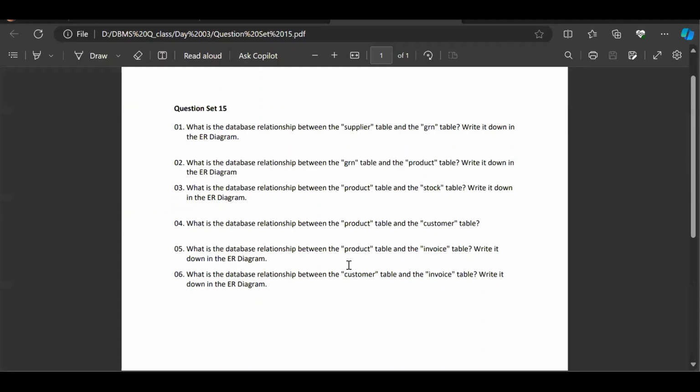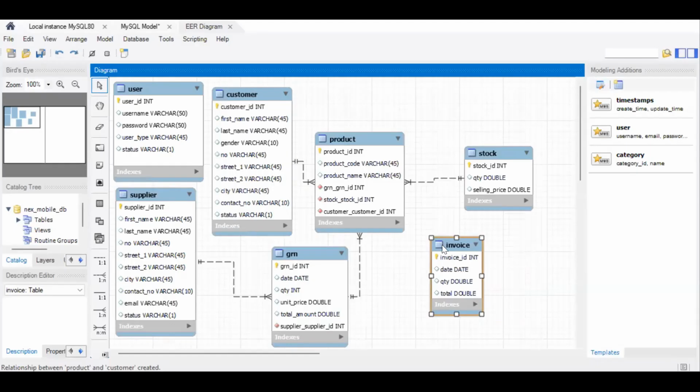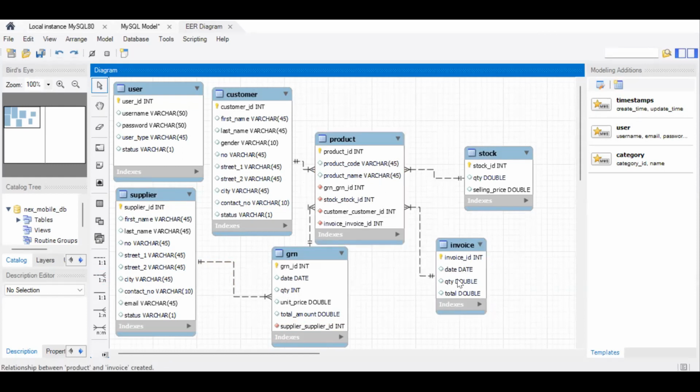Then as the next question, we ask about the relationship between the product table and the invoice table. When talking about these two tables, an invoice can include several products, but one product can be included in only one invoice. So here too we can use a one-to-many relationship. The product table gets the many side and the invoice table gets the one side.